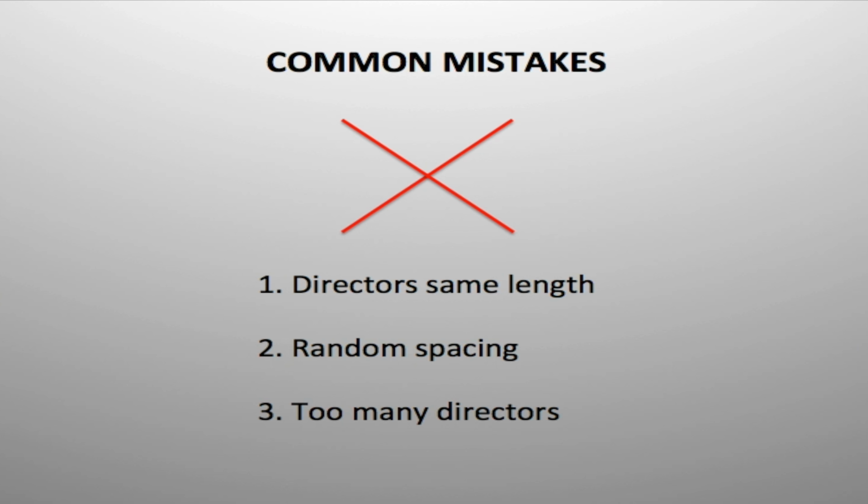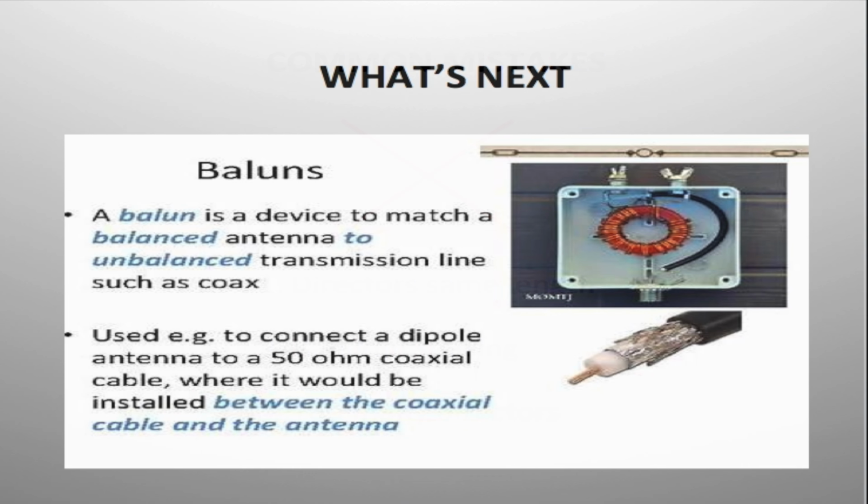There are three most common mistakes that I see repeated over and over. Making all directors the same length, guessing what the spacing should be, or adding too many directors without understanding the phase behavior. Remember, more metal does not automatically mean more gain. In the next episode, we'll talk about balance and impedance matching, how to actually get power from your coax into your antenna efficiently, because a perfectly designed Yagi still won't perform well if it is not matched correctly.